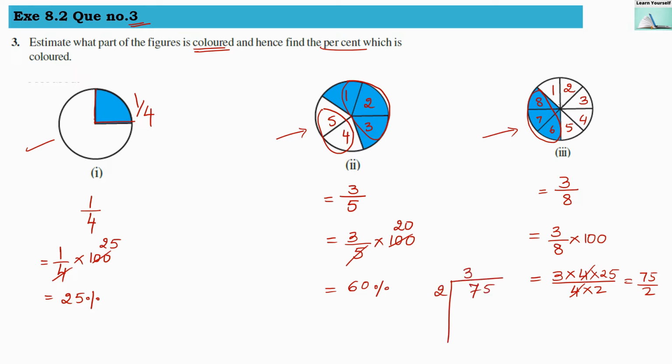So 2 3s are 6. We got here 1, 5. So 7, 14, 1. Here we are putting decimal point and here we are putting 0. So we will get here 10 and 0 will be the remainder. So our answer is 37.5. So 37.5 will be the percentage.